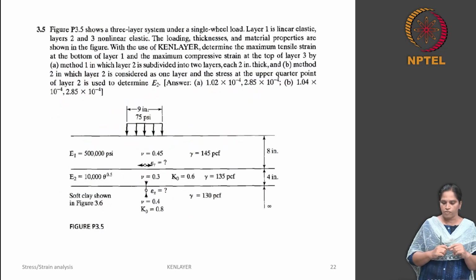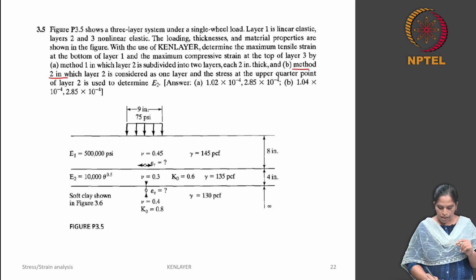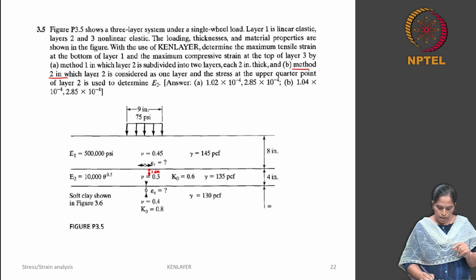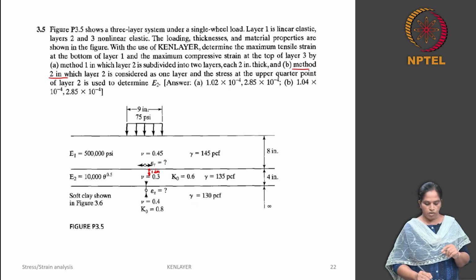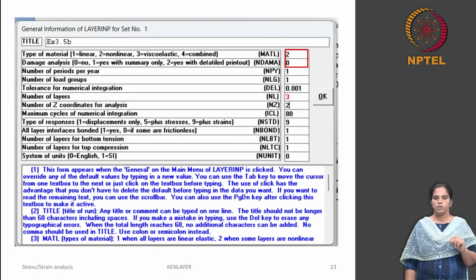Now the second part of the problem is by using method 2, that is, considering the base course as a single layer and considering the stress point to be at the upper quarter of the base layer. So, you have a total 4-inch thickness. From the base layer, you take 1-inch thickness and determine the modulus value at this point, and further determine sigma, epsilon r and epsilon z at 2 different locations. So, for these conditions, these are going to be your input.